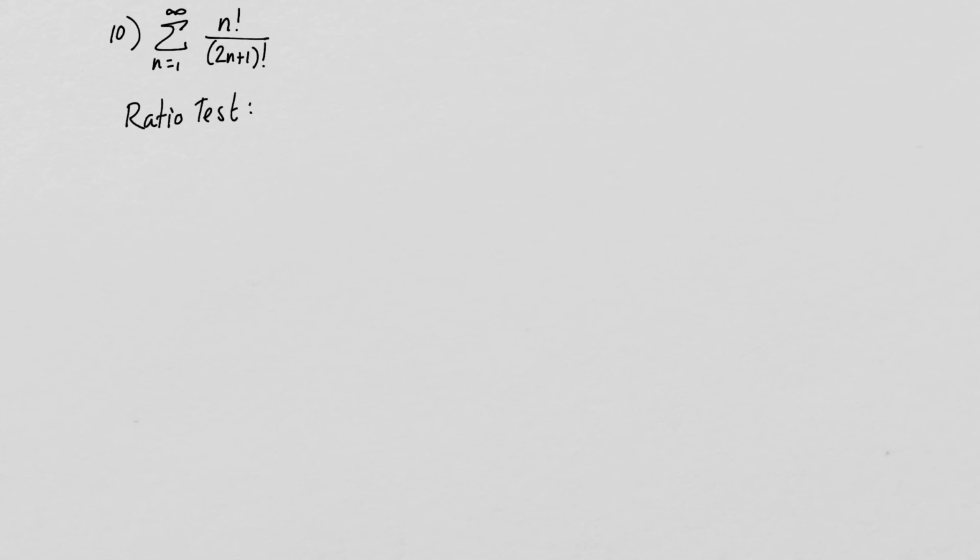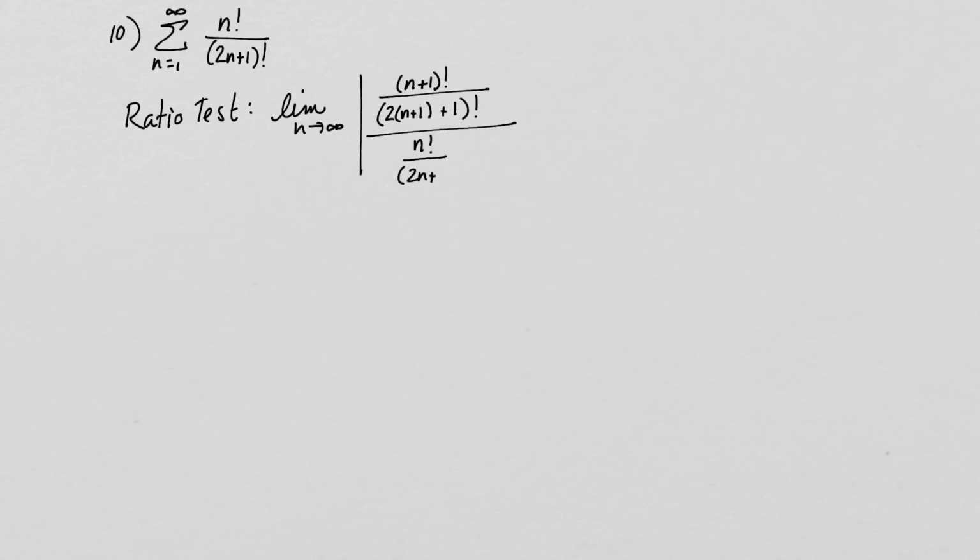The way that the ratio test works, it's the limit as n approaches infinity of the n plus 1 term. So everywhere there's an n, I'm going to put an n plus 1. So we're going to have (n+1) factorial over 2 times the quantity (n+1) factorial. And then on the bottom here, we're going to have n factorial over (2n+1) factorial.